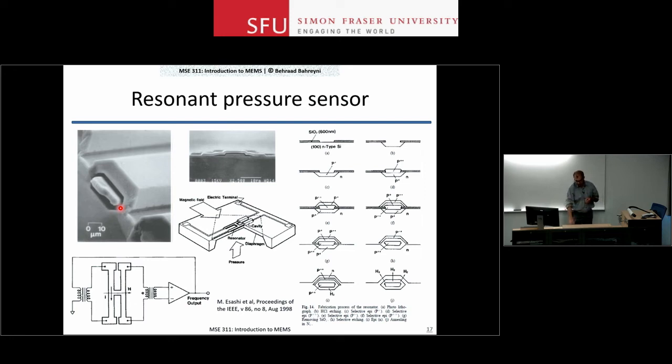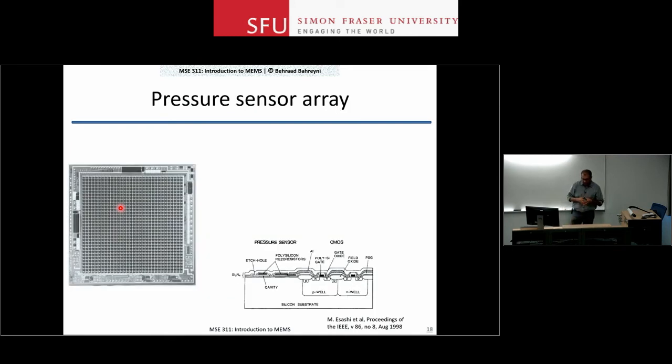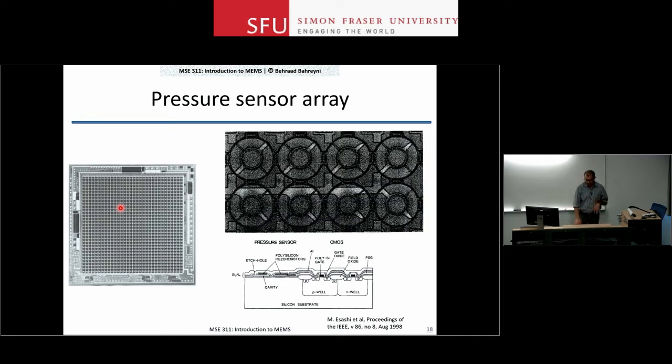Now, because pressure sensors that we make using MEMS technologies can be small, you can have an array of them. And why do you need an array? Well, now you can detect pressure gradients, which can tell you about the flow. And in this case, I think this was an array of about 1,000 pressure sensors produced right next to each other, so that you could talk about the flow or direction of pressure distribution.